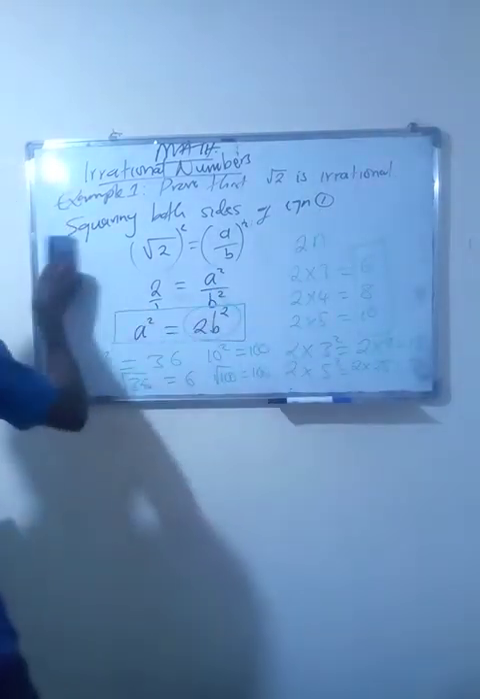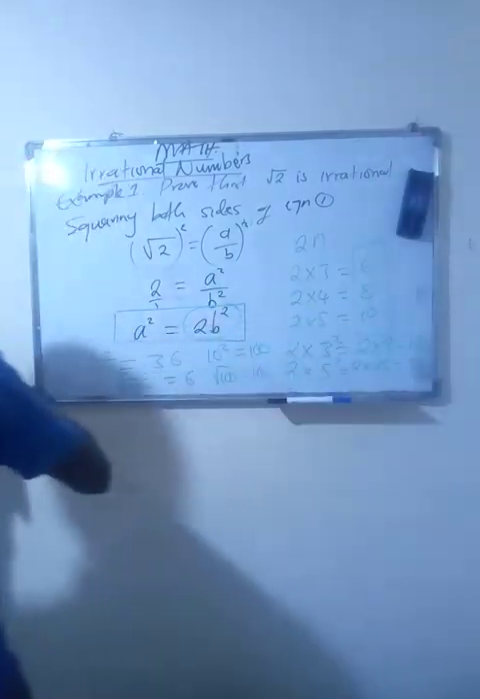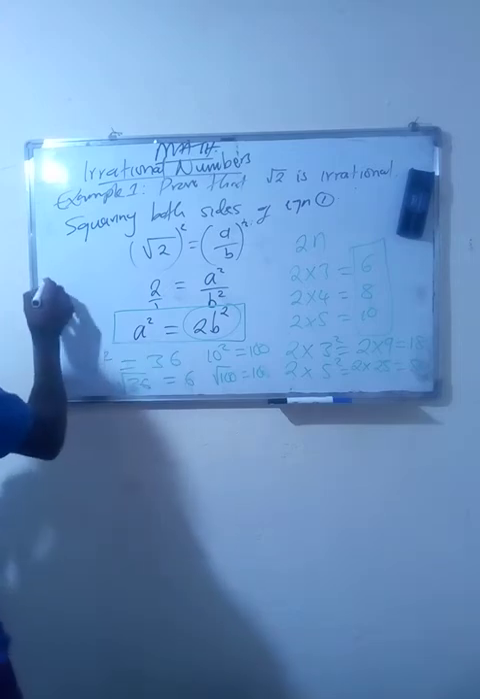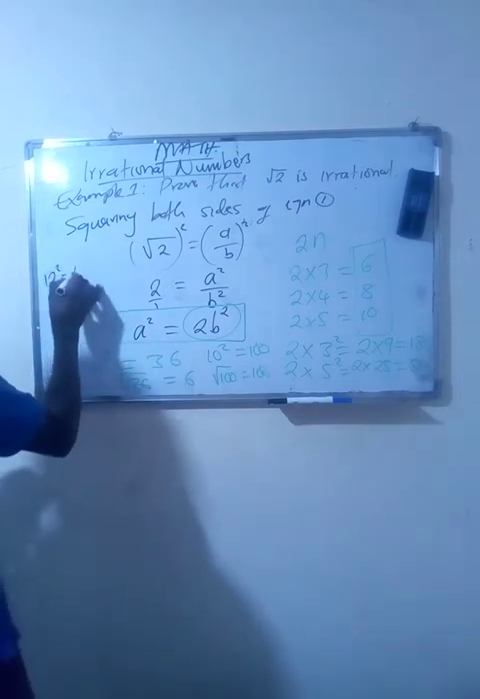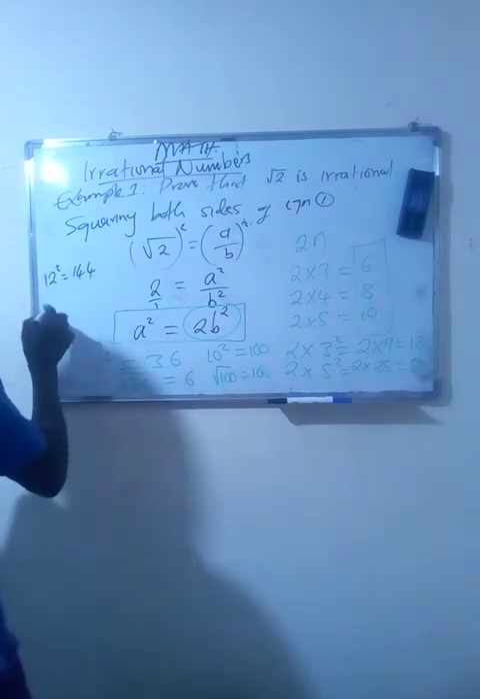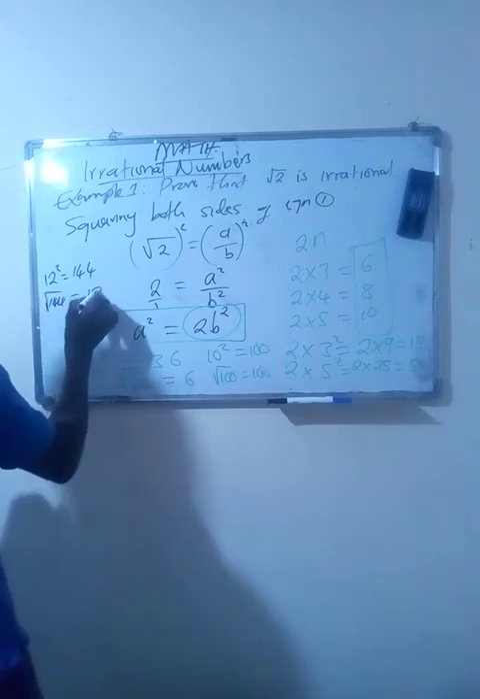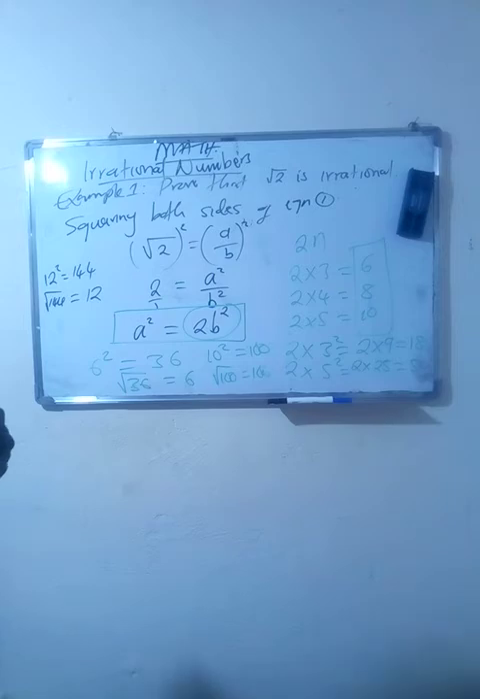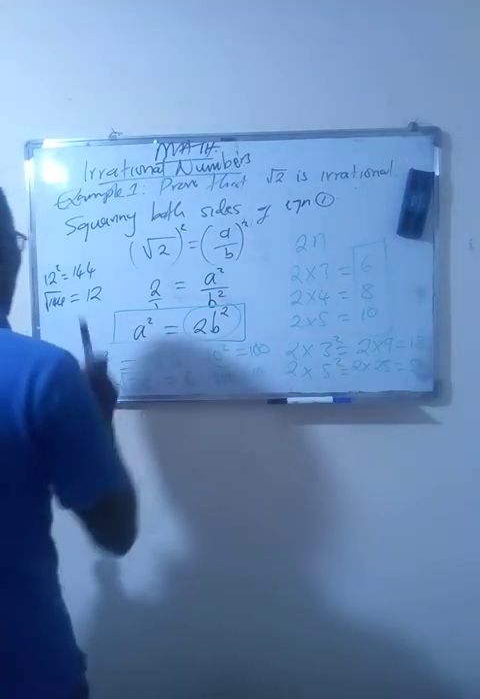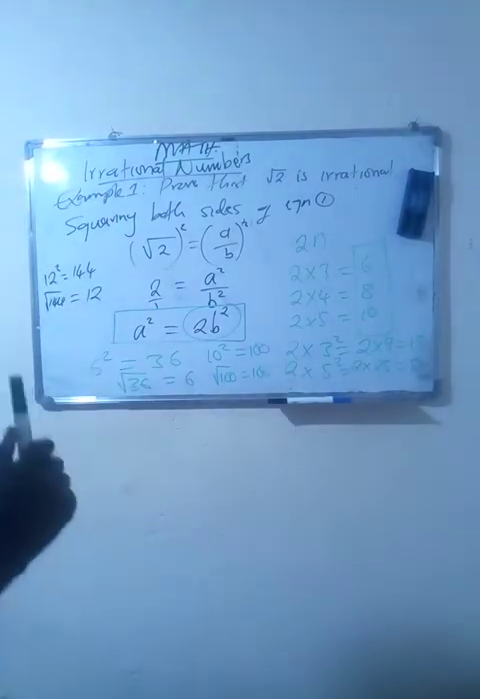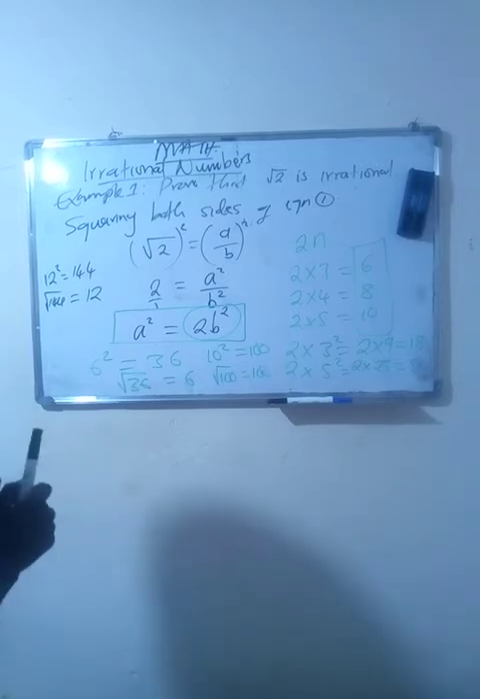If we say, let's say, 12 squared, this is going to give us what? Let me use black. 12 squared is equal to 144, right? So the square root of 144 is going to give us 12. So again, we should agree that the square of an even number is also an even number, and the square root of an even number is also an even number.